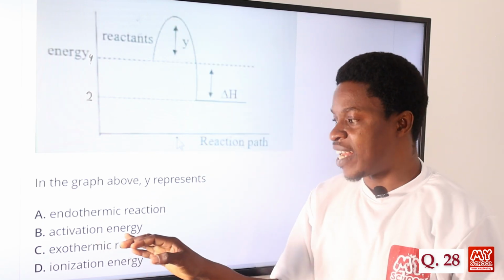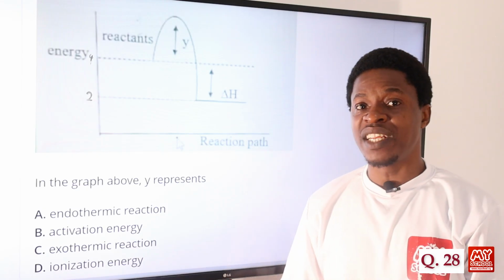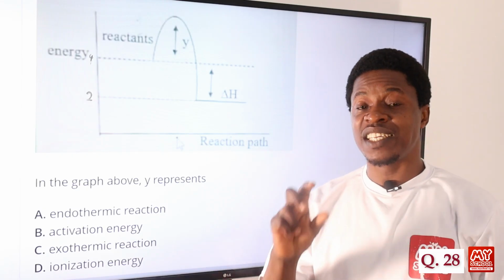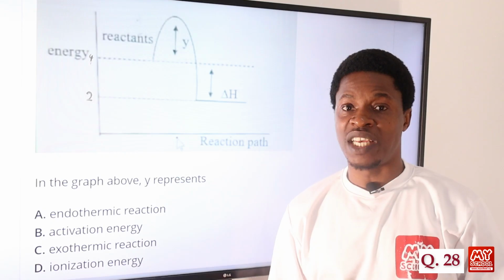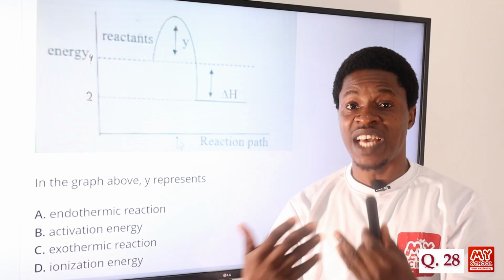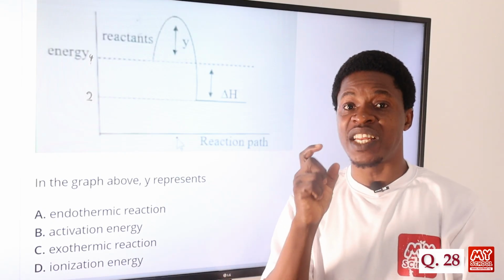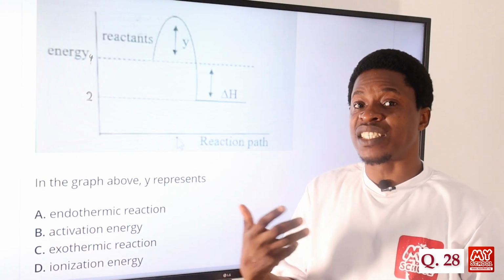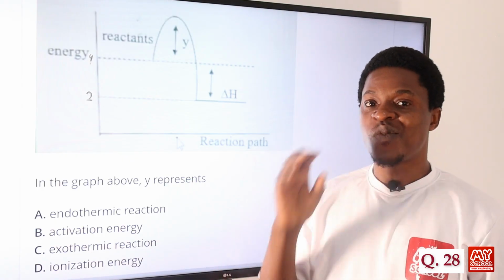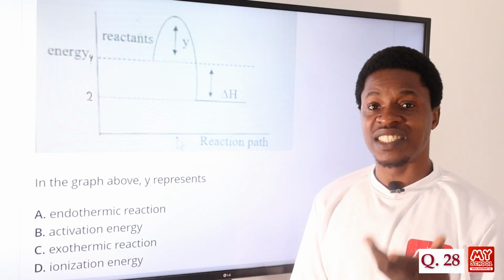So activation energy, what is it? Activation energy is the amount of energy that is needed for a chemical reaction to take place, to occur, for the reaction to keep going. The minimum amount of energy that is required for that reaction to take place is what we refer to as activation energy.